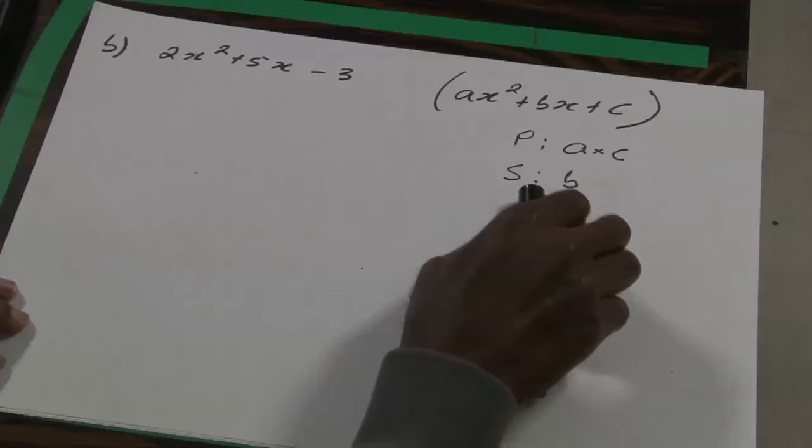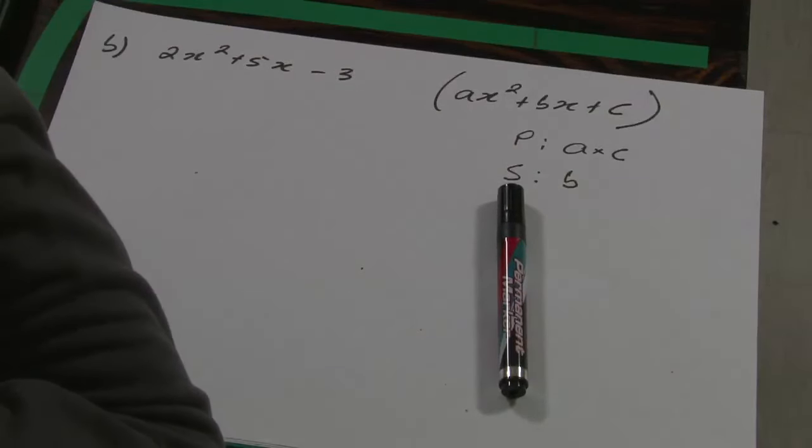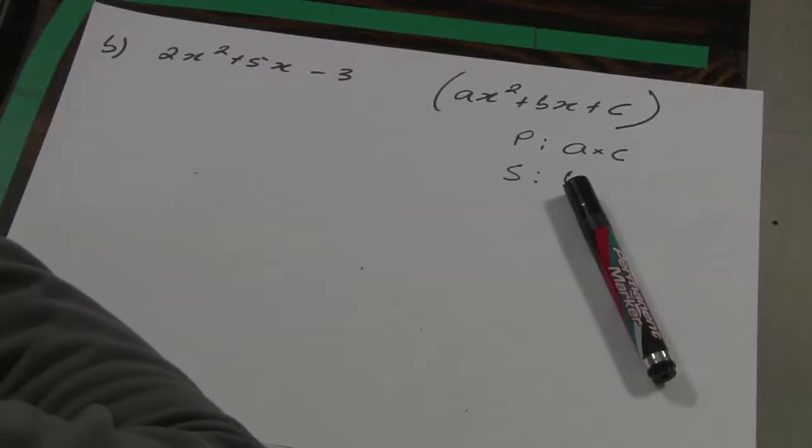So in this case, you identify your product, and then you identify your sum. And now you find two numbers such that if you multiply those two numbers, you get your product, and if you add those two numbers, you get your sum.